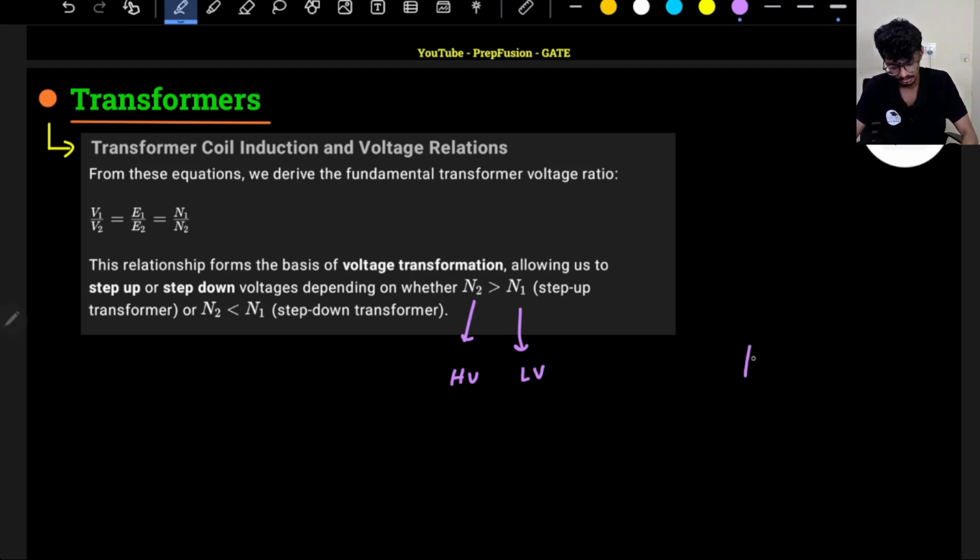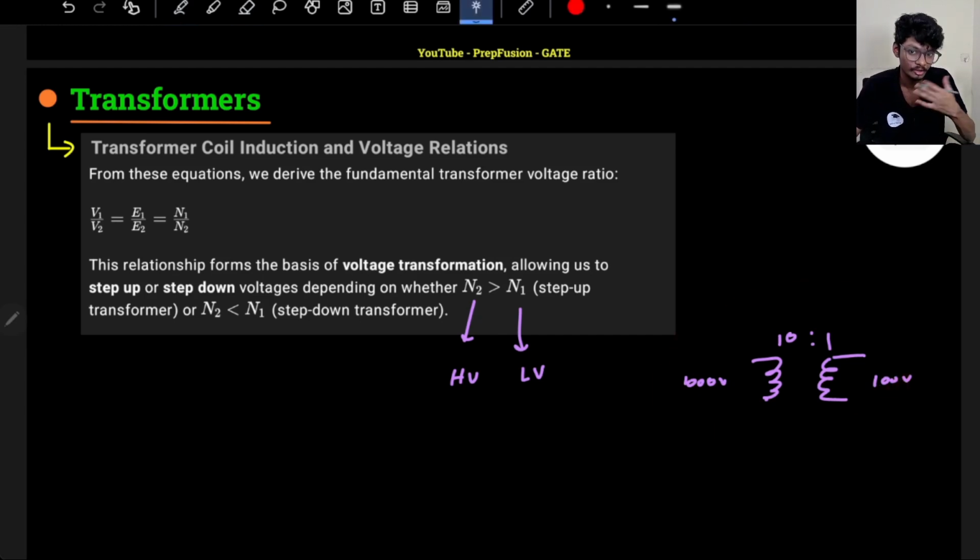Let's say I have a 10:1 transformer. The same transformer can be used as a step down transformer. If I apply, let's say, 100 volts AC here, I will get 10 volts AC on the other side. With the same transformer, if I apply 100 volts on the other side, I will get 1000 volts AC here. It can be used as a step up or step down, right? Of course you need to stay within the rating. You cannot go beyond the rated voltage, else the device will get damaged.